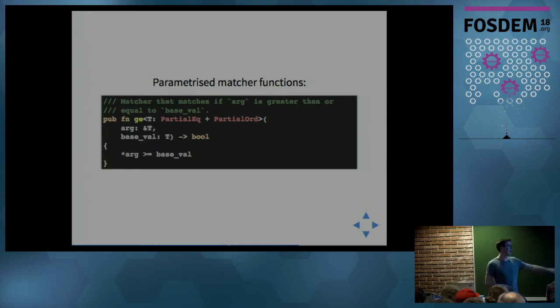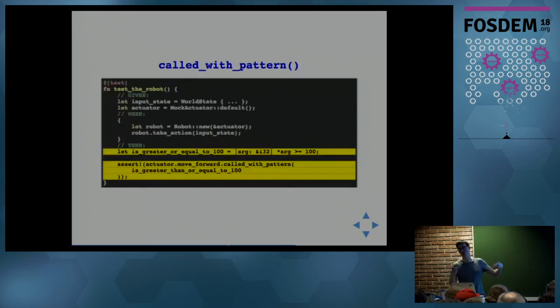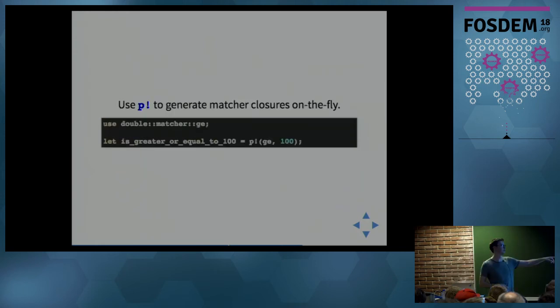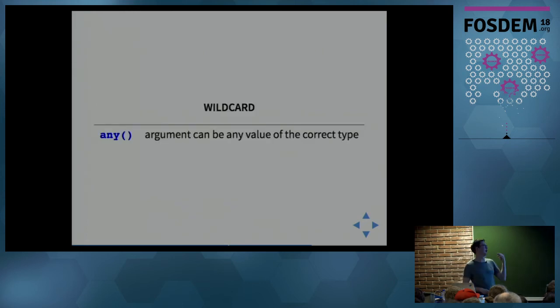And so now, instead of manually writing all of our matches, we can just use a macro called p, which is defined in Double, to generate these matching closures for us. This generates matching closures on the fly by you saying, take this parameterized matcher GE and then 100. So what this code looks like is pretty much the same. We have p GE 100 and then matcher. And there's loads of built-in matchers. There's wildcard matchers if you don't care about specific arguments, comparisons, floating points, string matchers, container matchers.